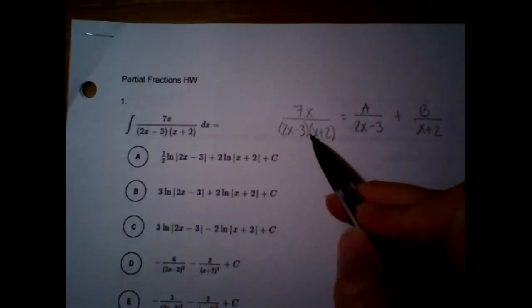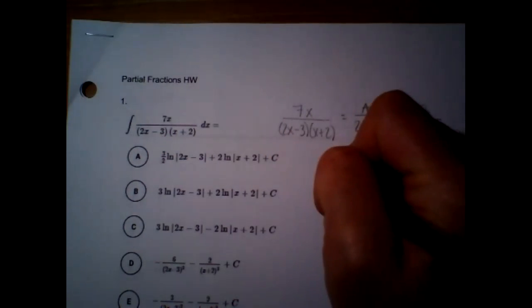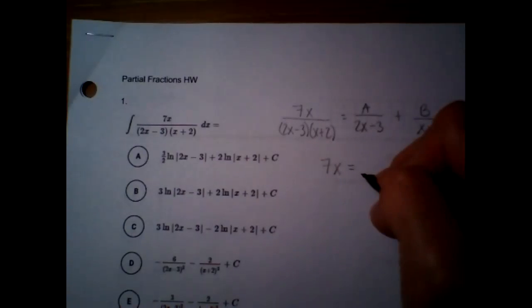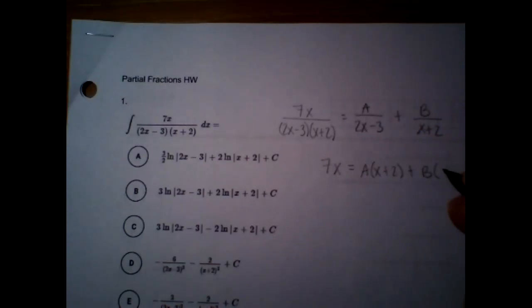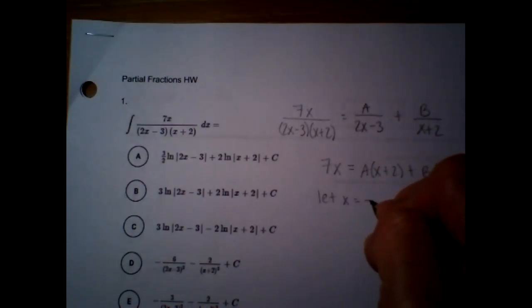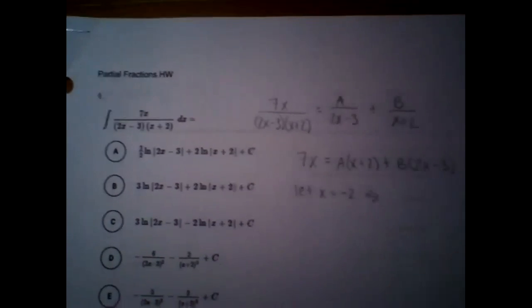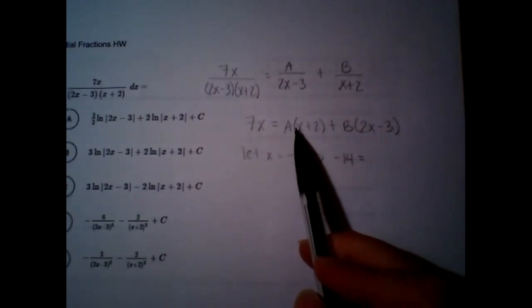And so if we multiply every term by this common denominator, here they're going to both cancel out. So that'll just be 7x. And over here we'll have a times x plus 2, and then b times 2x minus 3. So first I'm going to let x equal negative 2. And that is going to give me negative 14 on this side. This term will go away.